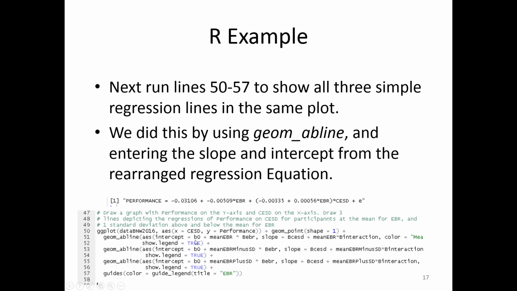This gives us the intercept equals B naught plus the mean EBR times B EBR, and the slope equals B CESD plus mean EBR times the interaction. All of these are in slope-intercept form, and we're just calling the actual values that we computed above. The second line is mean EBR minus 1 standard deviation. So this plots the slope when EBR is centered at the mean, and then when EBR is centered at the mean minus 1 standard deviation. And then when EBR is centered at the mean plus 1 standard deviation.